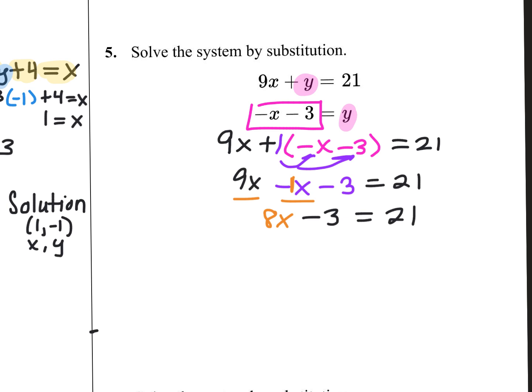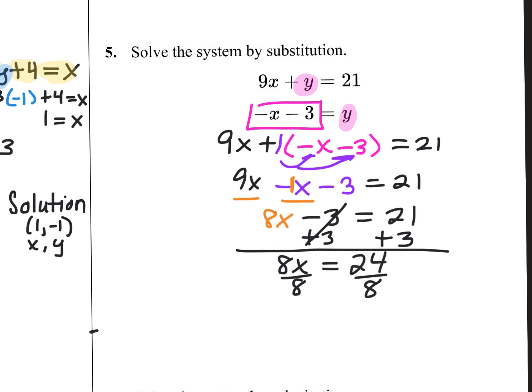I'm going to get rid of that minus 3 with a plus 3. On both sides, that's going to cancel. 8x is equal to adding those together, which is 24. Divide both sides by 8. My x-coordinate is equal to 3.